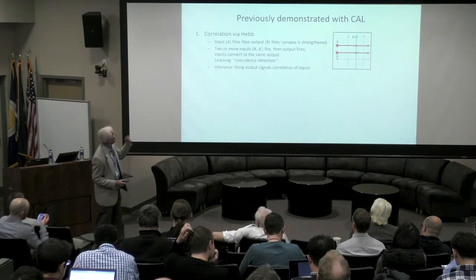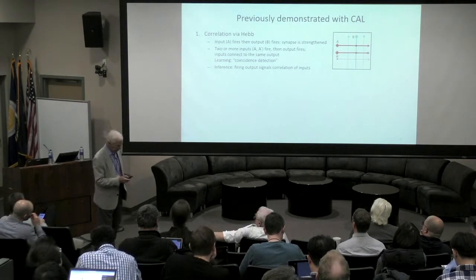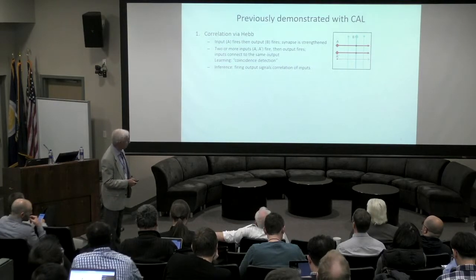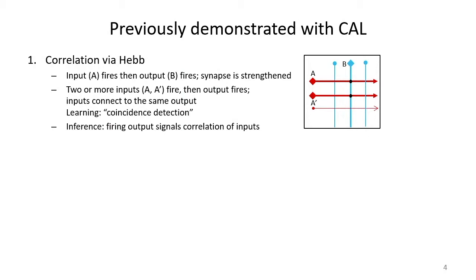So previously, we demonstrated correlation. And that's a very simple consequence of the Hebbian rules. First of all, if neuron A fires and then B fires, so there's the input axon and B on the dendrite, then this is strengthened. But if A and A prime fire at the same time and B fires, then they both get connected. Therefore, the mutual connection of A and A prime is reflected in the output B. So this is a sort of coincidence detector, a phrase that has been used before. And then the inference that that correlation exists is in the firing of B eventually.